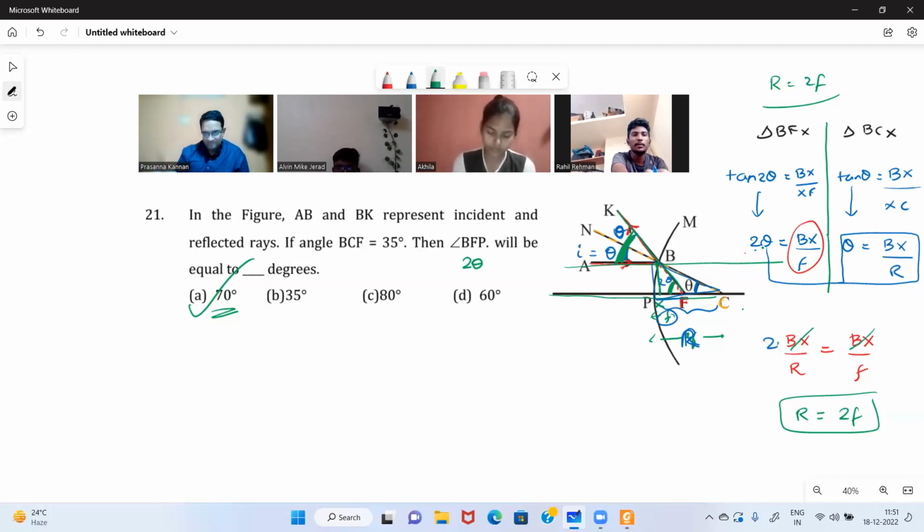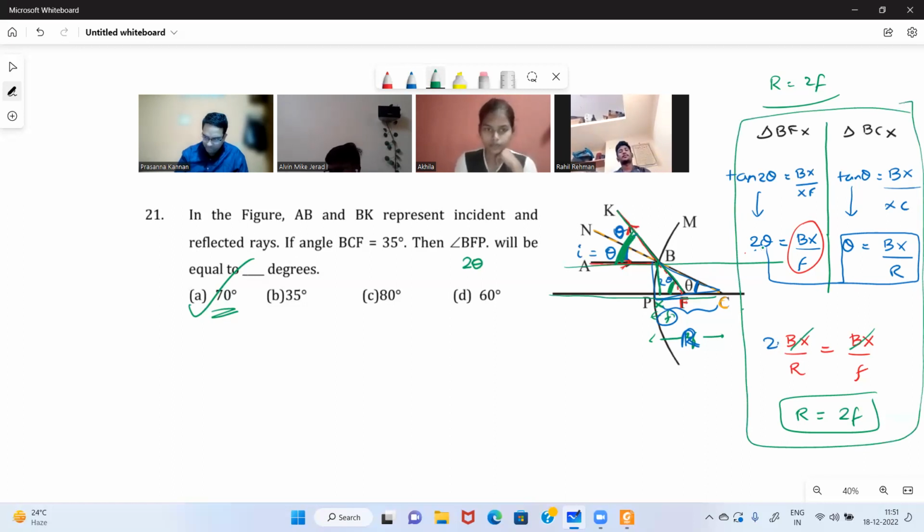Understood? This is the derivation. Of course, for our sums we don't require any of these. We just need to get till 2 theta. That is enough. If you want to note it down, let me know. Then we can go to the next question.